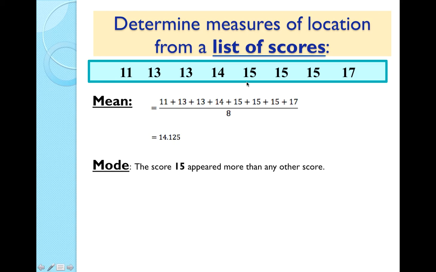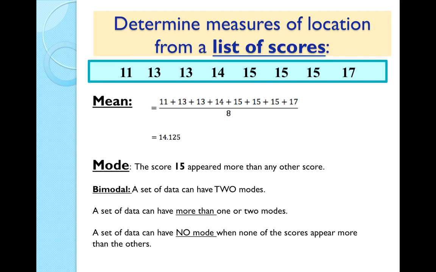The mode. The score 15 appeared more than any of the other scores. That's why 15 is the mode. You can also have 2 modes in a set of data. That's then called bimodal. You can have more than 1 or 2 modes, or you can have no mode, where none of the scores appear more than any of the others.